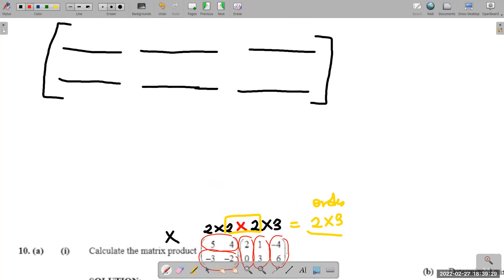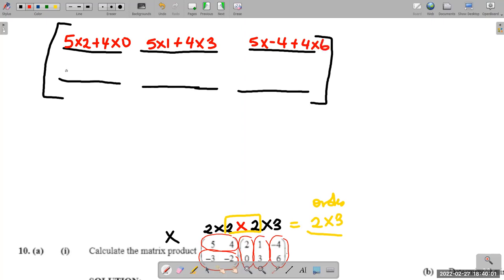So ready. This would then become 5 times 2 plus 4 times 0. This is going to be 5 times 1 plus 4 times 3. This is going to become 5 times -4 plus 4 times 6.